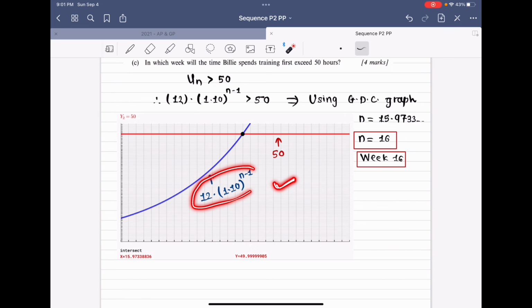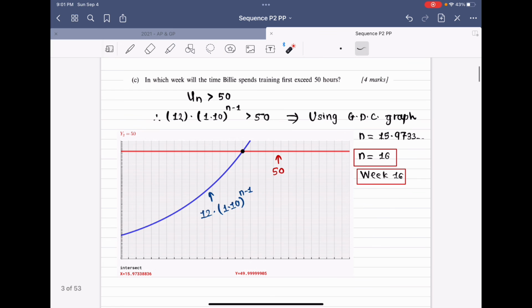Label what this graph is. Label what this graph is. Label the point of intersection. Right now you can see it here, but you have to write down this value over here. Once you get that, please write down the n value. I don't need a y value. It is clearly 15.9733, but it has to be greater than that. So definitely it is crossing 15.97, so n is equal to 16. So in week 16, the time Billy spends training exceeds 50 hours.